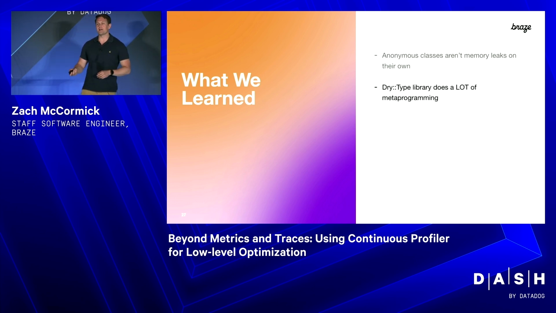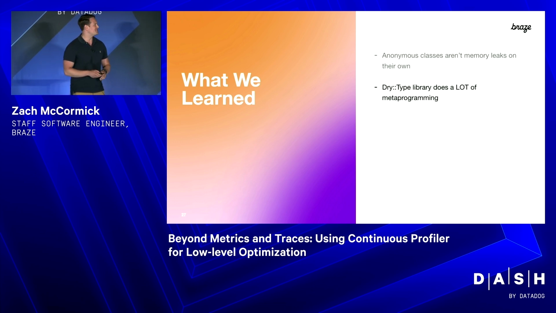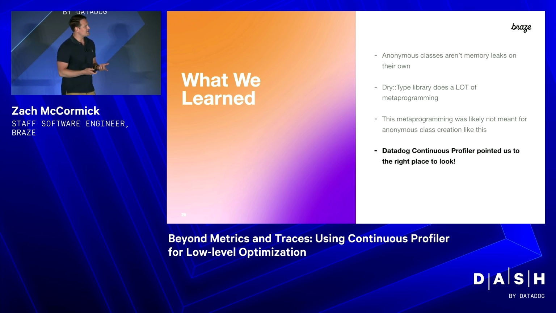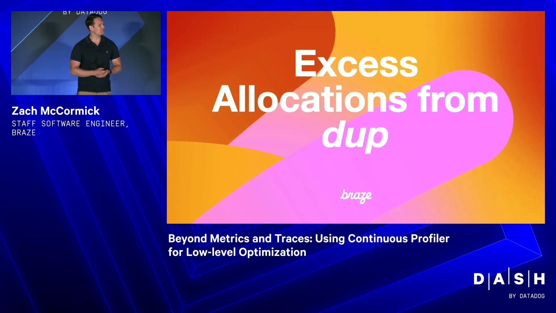However, the dry-types library does all kinds of metaprogramming. It's actually a really fun library to dig into the internals if you're interested in a really long afternoon of reading some complicated stuff. It does a lot of metaprogramming where it actually holds on to these class definitions as you make them. And so it probably wasn't meant for anonymous class creation like this. That was sort of our conclusion from having looked into that. Without the continuous profiler, we honestly would not have figured that out. So it was a great tool for solving this specific problem. So with that, that's the end of the first example.